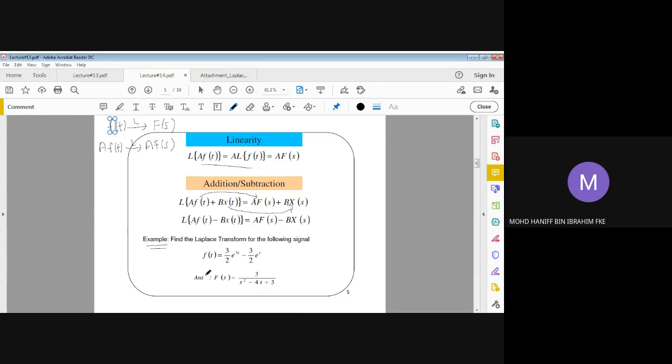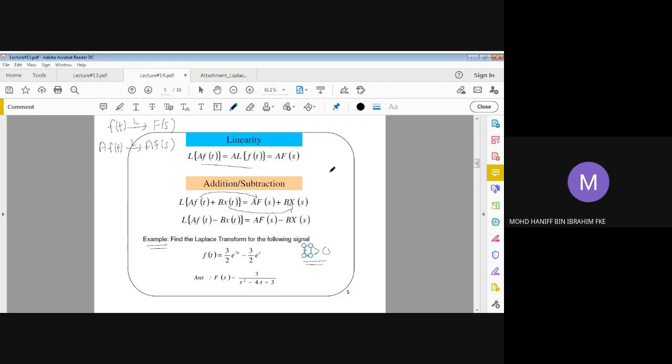It is understood that in Laplace transformation, all of these functions in time domain are only valid for time t bigger than 0. That is the specific understanding in which the Laplace transform is only applicable for the case of t bigger than 0. You have to understand that clearly.